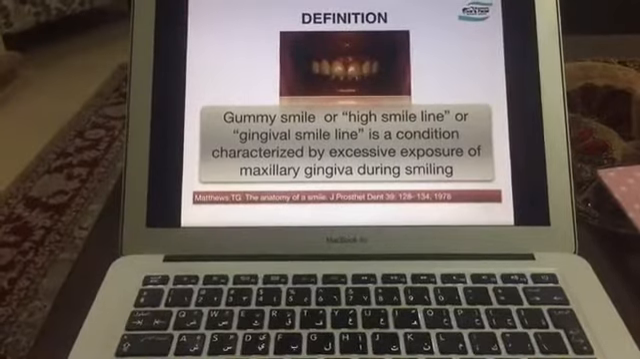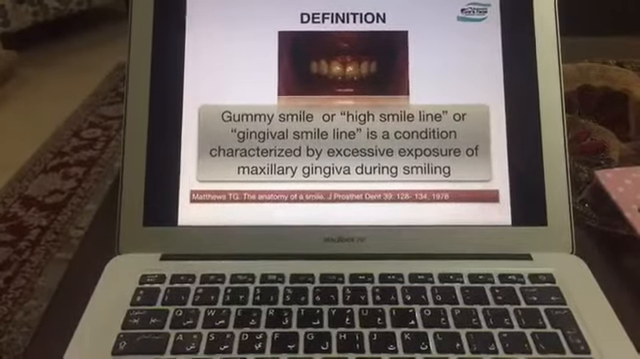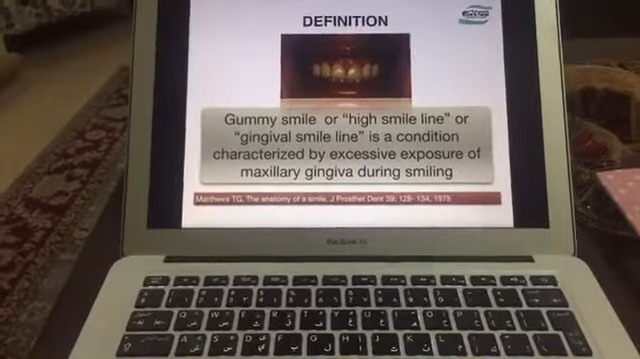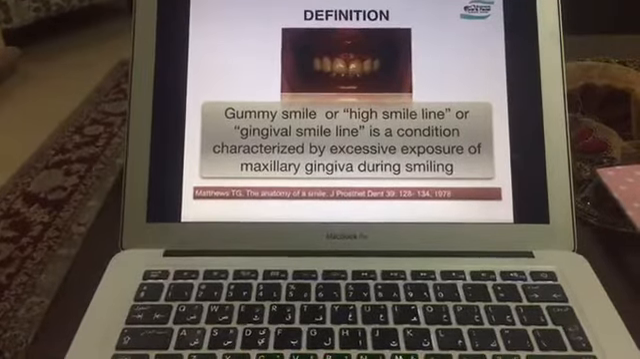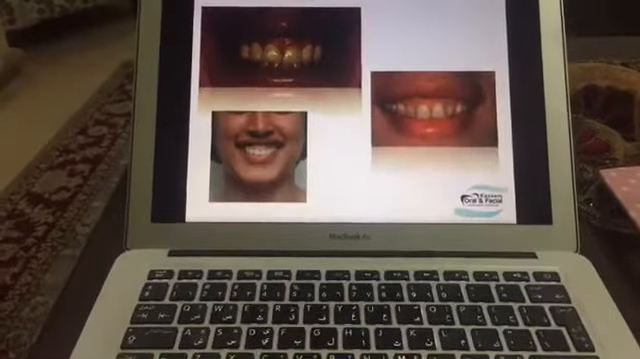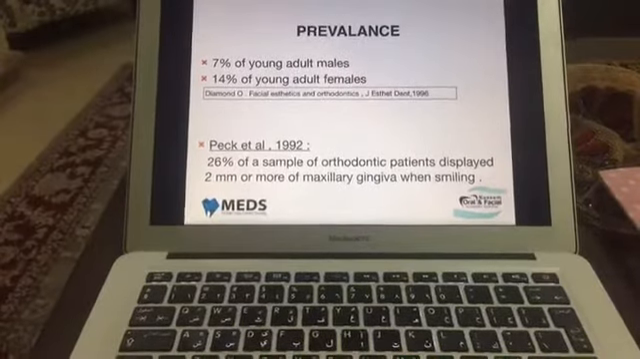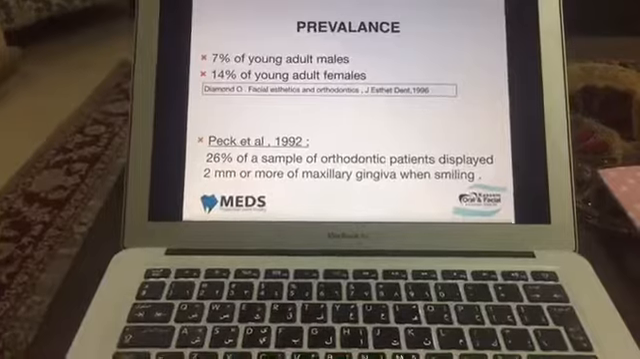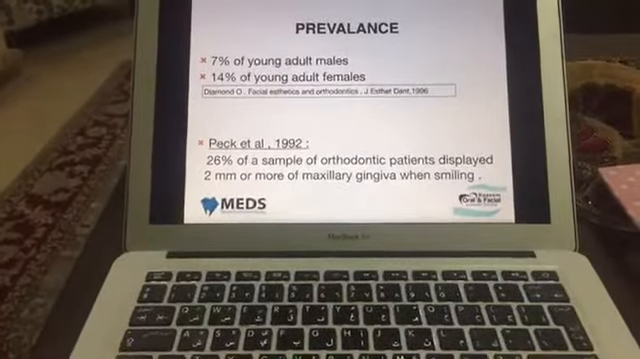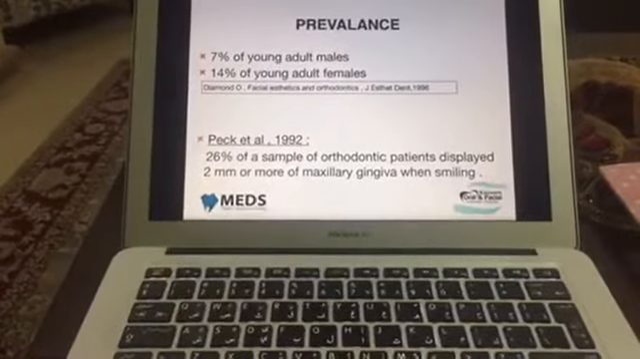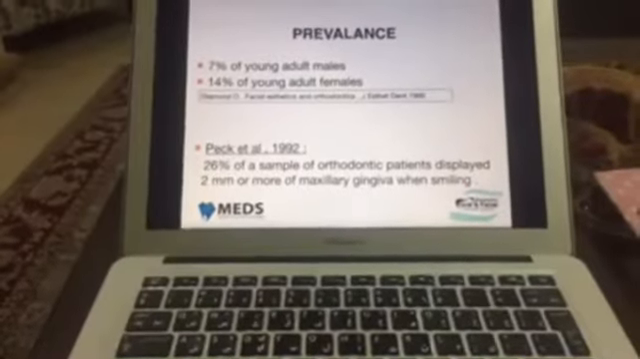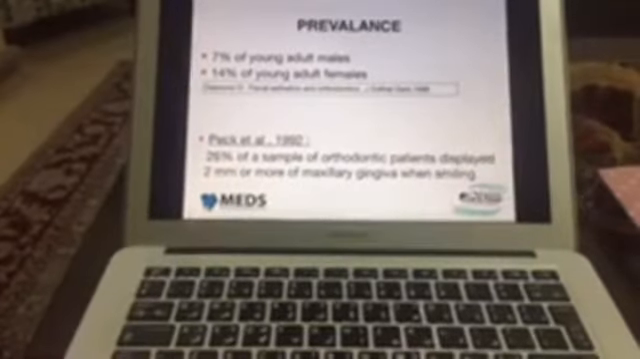Gummy smile is what we call a high smile line, or gingival display, the excessive exposure of the maxillary gingiva during smiling. All these cases: 7% of young males have a gummy smile, and 14% of young females have it, and about one quarter of the patients asking for orthodontic treatment have a gummy smile.